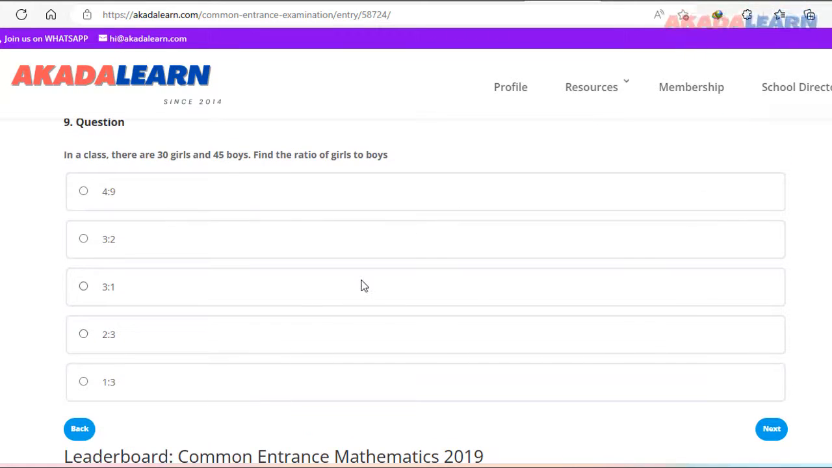So question 9. In a class, there are 30 girls and 45 boys. Find the ratio of girls to boys. We can see the options there. First is ratio 4 to 9, and last is ratio 1 to 3. So let's go to our solutions video and see how we get the answer to that.